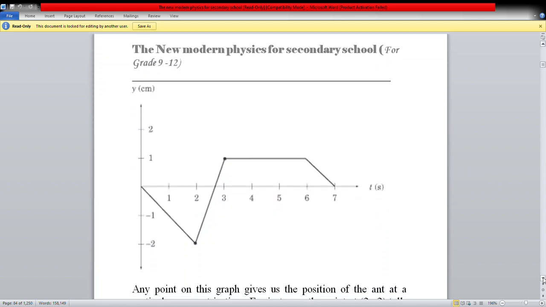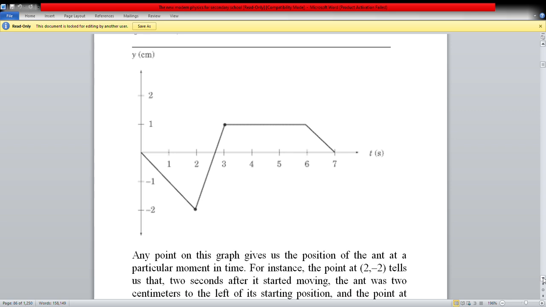Here is the graph. It starts from 0 and reaches -2 in the y direction, and then returns back upward and reaches +1, and stays constant at 1 since it's a position-time graph, and it ends at 7 seconds. The total time is 7 seconds, and the total distance covered is shown in centimeters.